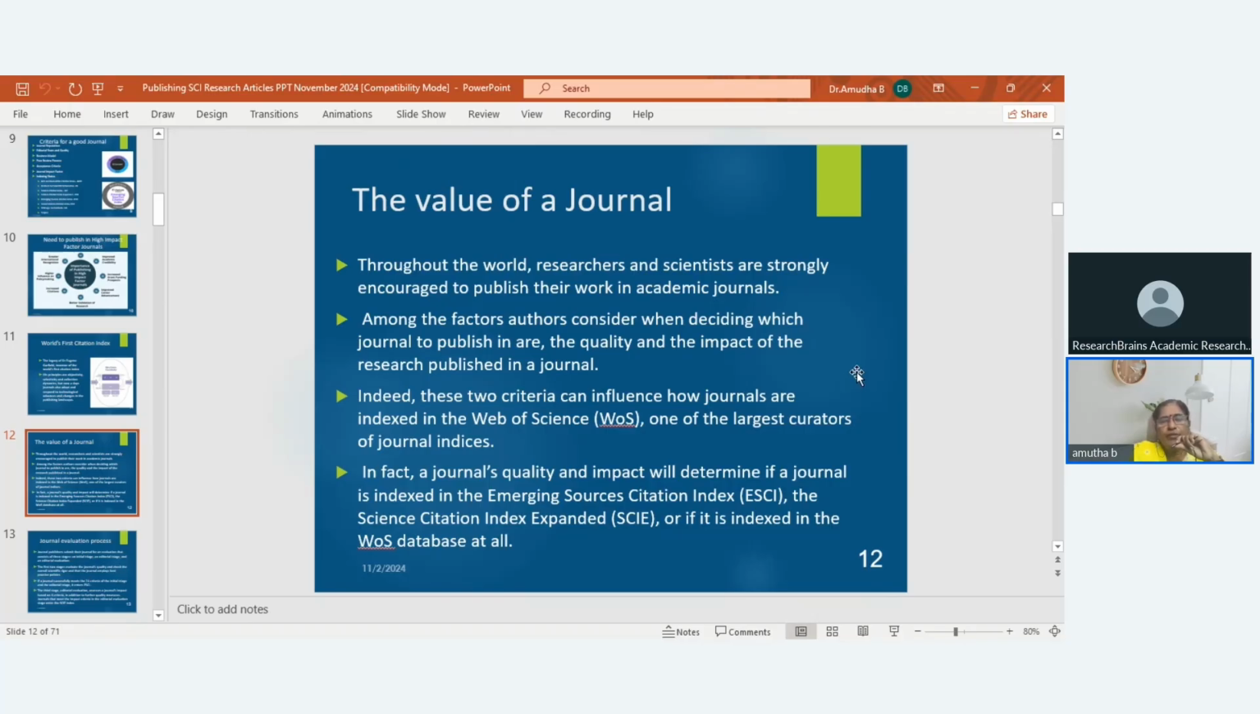Now we are talking about SCI journals, Science Citation Index, and the Science Citation Index has been expanded into the Science Citation Index Expanded. One more index is the Emerging Sources Citation Index. This Emerging Sources Citation Index is not indexed as SCI, but it is indexed in the WOS, Web of Science database. But Science Citation Index Expanded is the expansion of Science Citation Index SCI.